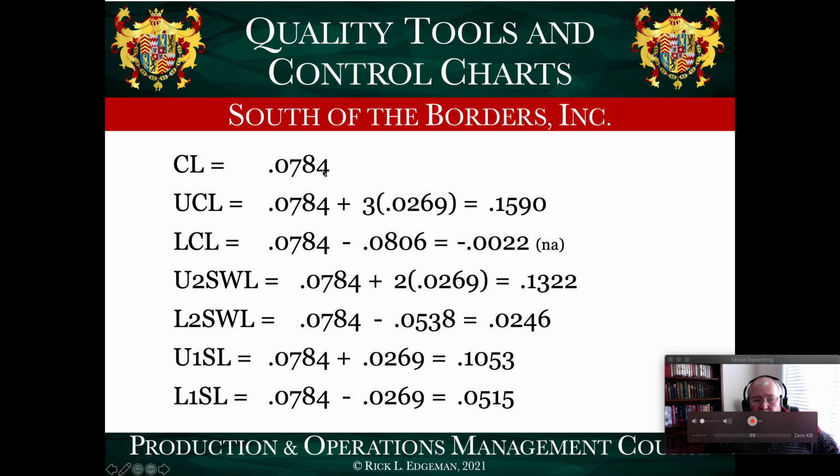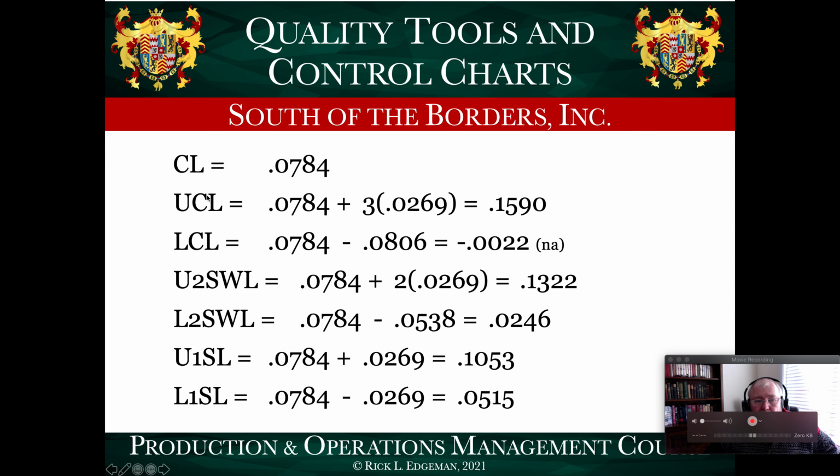So here are the calculations for those 7 lines, and you can see them. P-bar, 0.0784 for the center line. P-bar plus 3 times the square root that we calculated, 0.159 for the upper control limit, and so on. No lower control limit. So what we can do, however, is get the coordinates for the other lines.